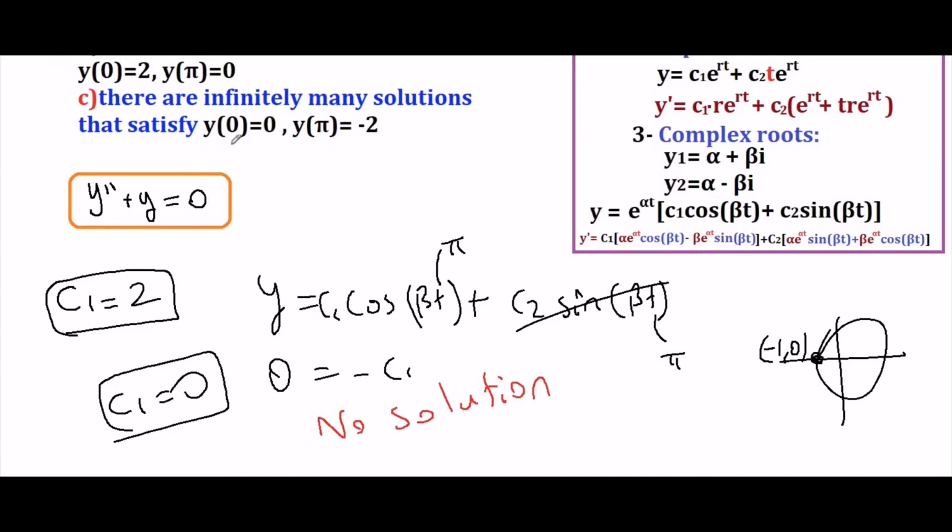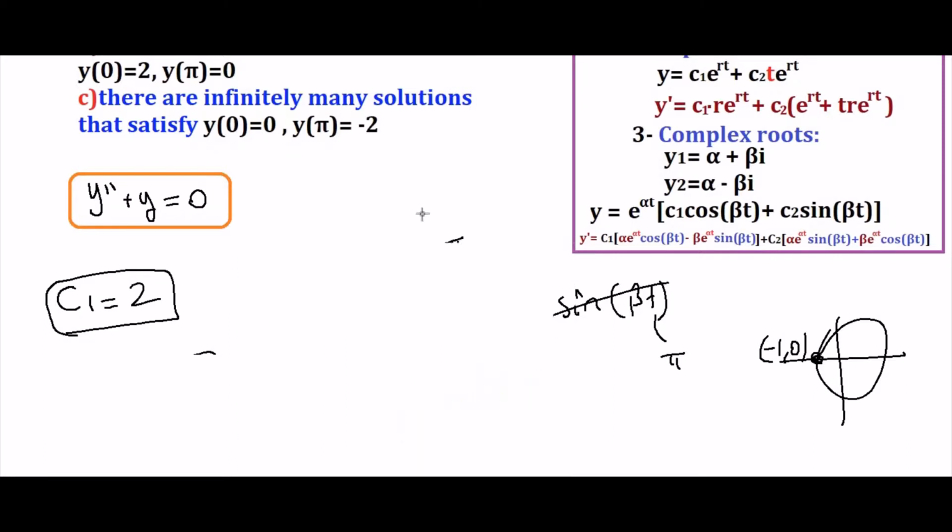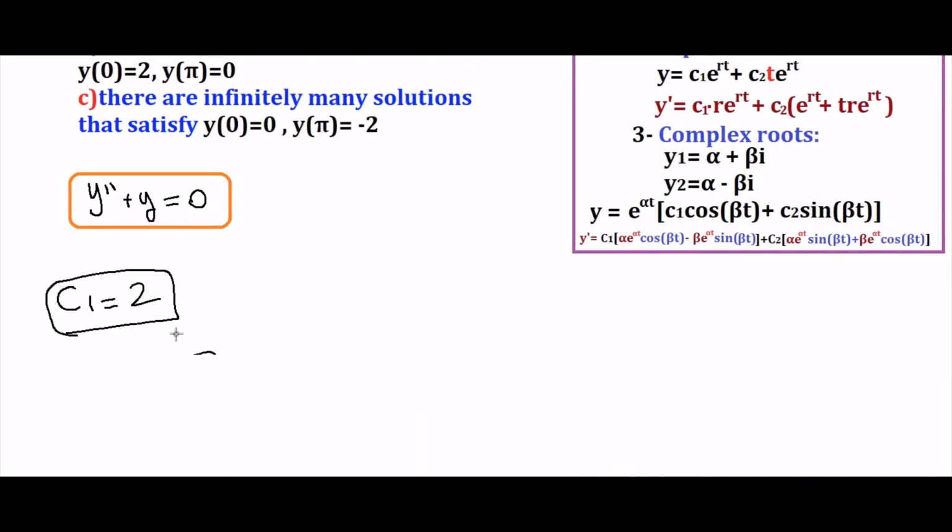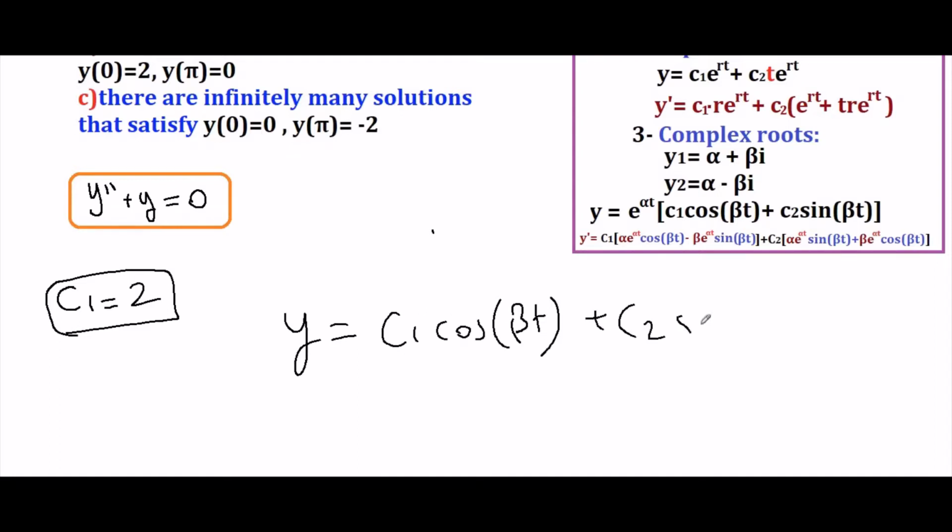Let's go ahead and do part C. Again, same condition, y of 0 equals 2. From there, we found c1 as 2. And let's plug in the second condition. Our second condition is y of pi equals -2. Our equation is y equals c1 cosine of beta t plus c2 sine of beta t.